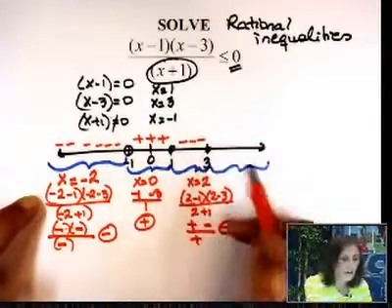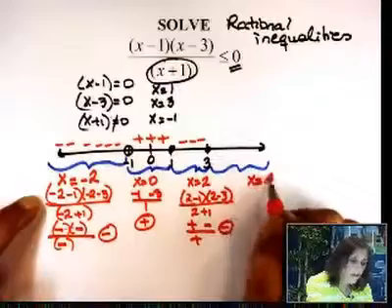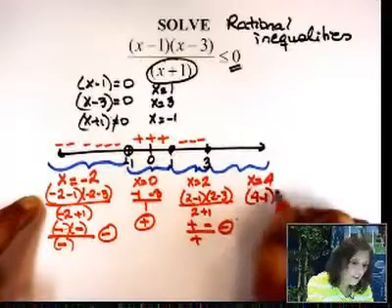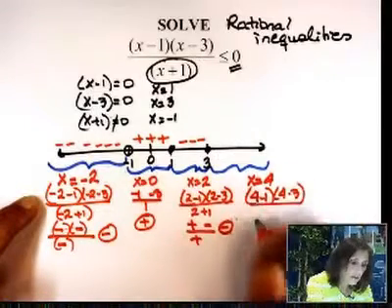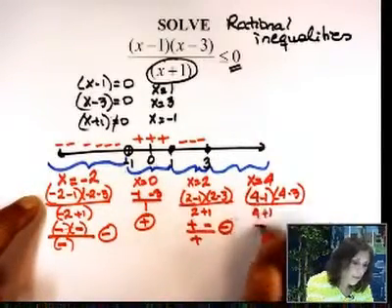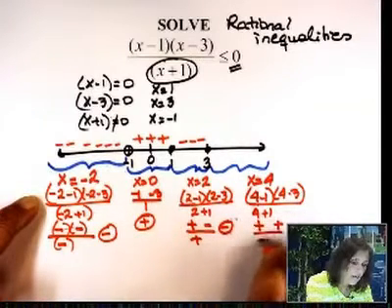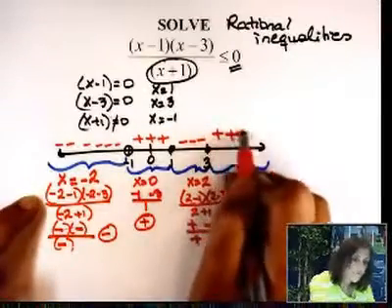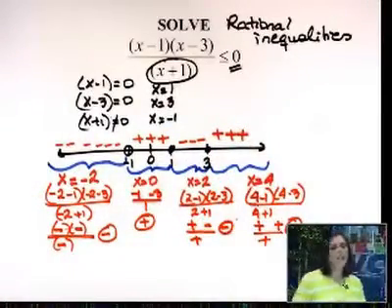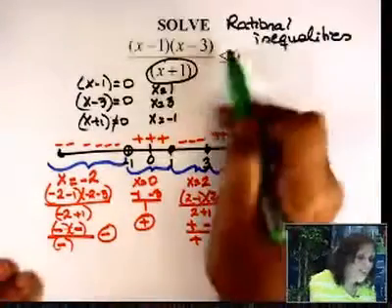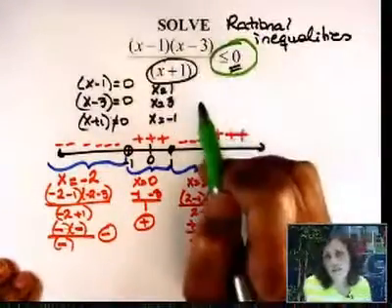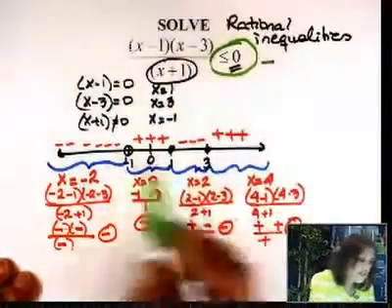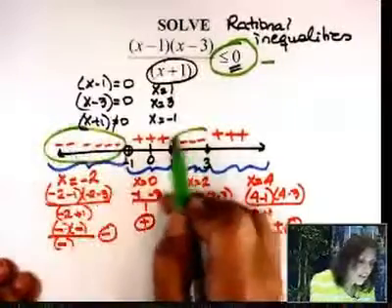How about after here? Let's pick x equals 4. I'll put 4 in the original expression, 4 minus 1, 4 minus 3, 4 plus 1. That will give me a positive, positive, and a positive. The whole thing will give me a positive. So here. Now I look at my original inequality. What was my original inequality asking? Where is it less than or equal to 0? That means where is it negative or 0? Let's look at it. It's negative here and here.